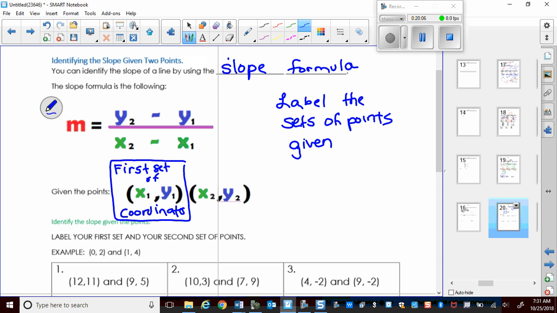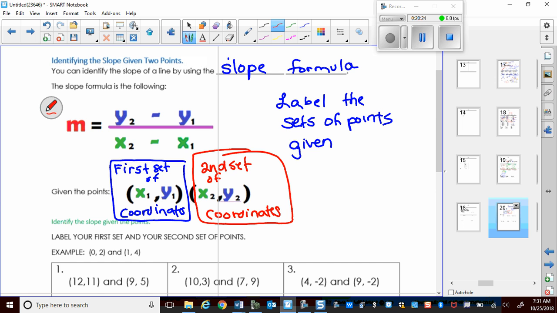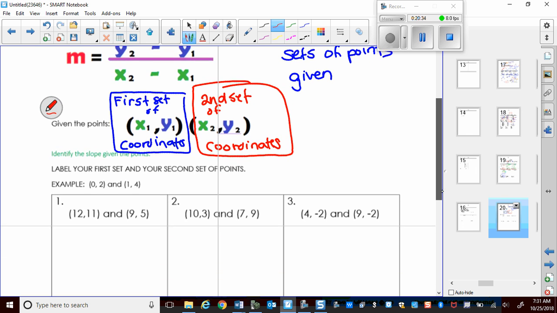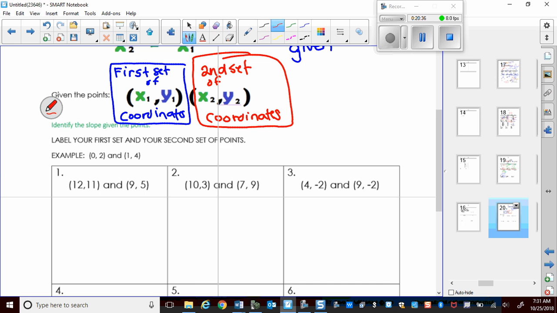What is your first set of coordinates? What is your second set of coordinates? And these are the coordinates with the subscript 2. Okay? Once you have those things, you can plug them in. Okay? So I believe in the power of labeling. You have the formula. You need to memorize the formula. So the best thing to do for that is to just write out the formula.